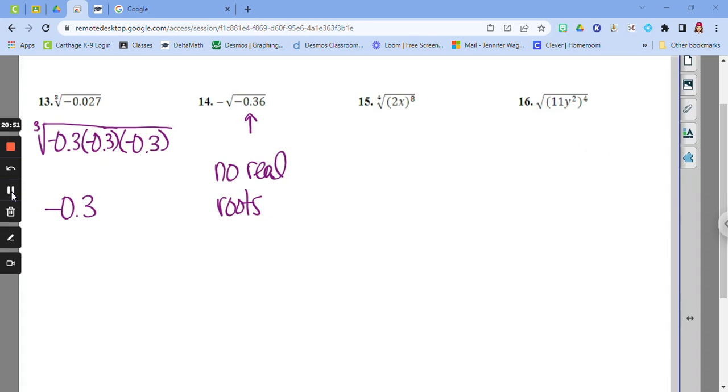That's not possible. If we're trying to find the real root, which is what we're trying to do, we're not going to use imaginary numbers here. Okay? There are no real roots, so that's how we're going to list it.